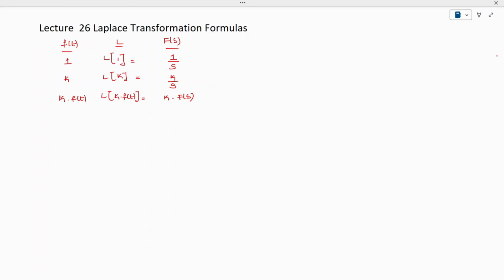Next one, Laplace of t to the power n. Okay, so the given function f of t is t to the power n. Laplace of t to the power n is n factorial divided by s to the power n plus 1. Similarly, if the given function is t to the power 1, Laplace of t to the power 1 is equal to 1 divided by s to the power 1 plus 1, which I can write as 1 divided by s square. Therefore, Laplace of t is 1 by s square, where this t is also called a unit ramp function. Okay, so the Laplace of unit ramp is 1 by s square.